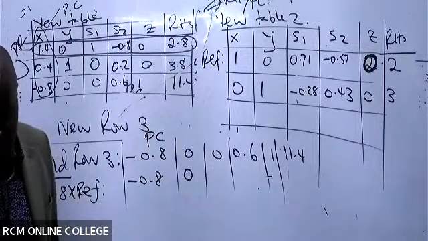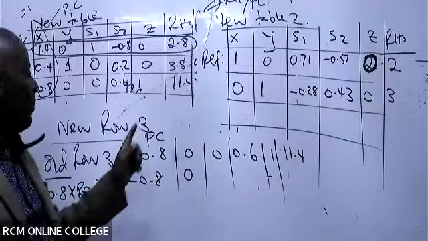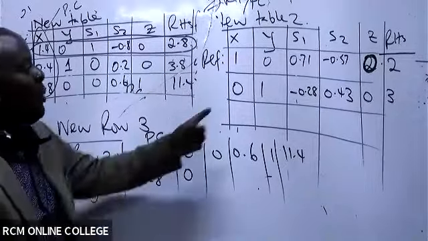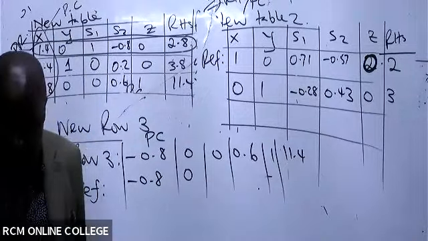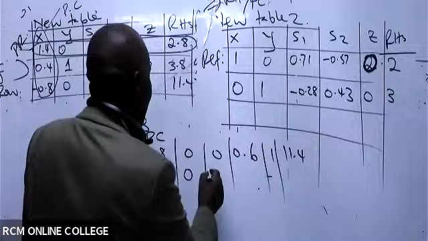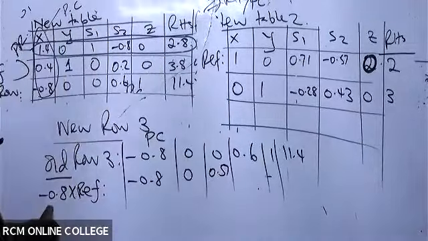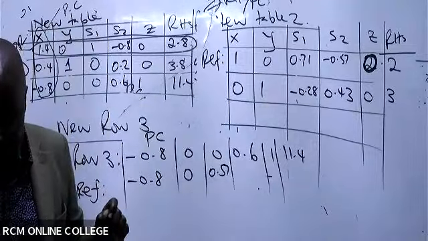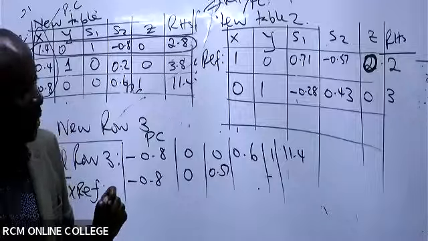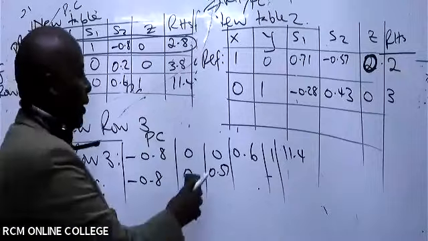I have taken you a bit fast, but forgive me. The third one will be what, somebody? Minus 0.8 times 0.71 gives 0.57. No, positive where positive, because you see this is minus 0.8 and that is 0.57, so it will be positive. It cannot remain the same.